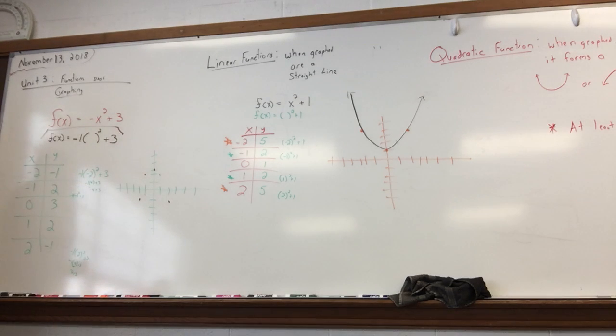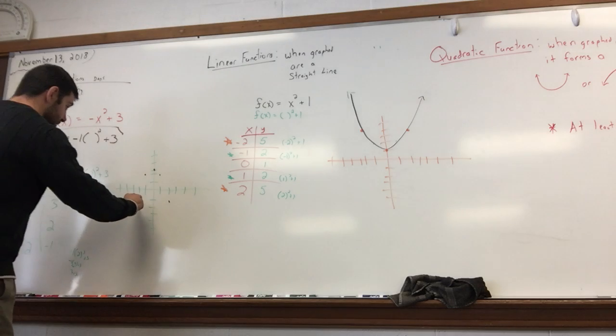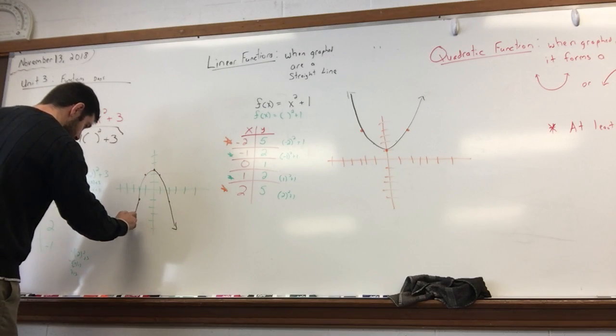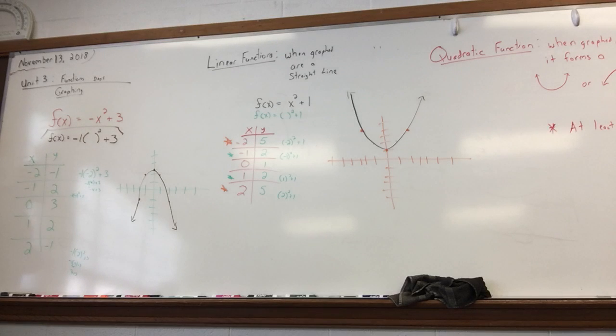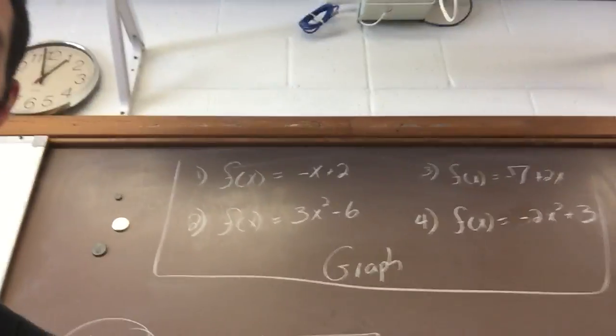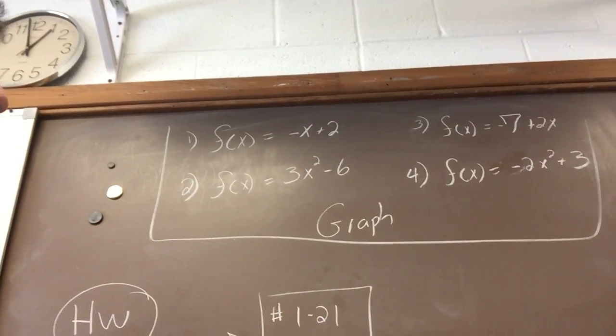Well, it's certainly not going to be a U. What's it going to be? An umbrella. It's upside down. You have to be careful of how you substitute in. Your homework is these 4 problems over here. It says graph them. Nice and simple.